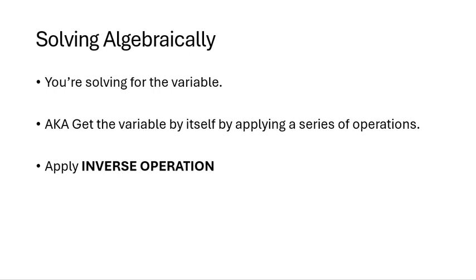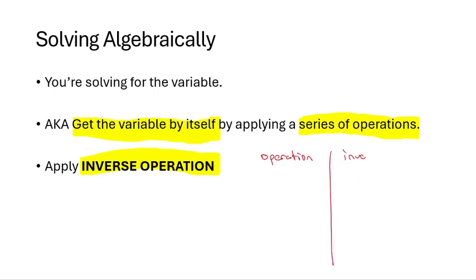Now, when solving for the variable, get the variable by itself. And to do that, you apply a series of operations. We're doing what we call inverse operations. So just a recap, okay? You have an operation and then you have the inverse of it. So if I have a plus sign, the inverse is a minus, vice versa. If I have a times, the inverse is divide, and vice versa, okay? So that's what we do.